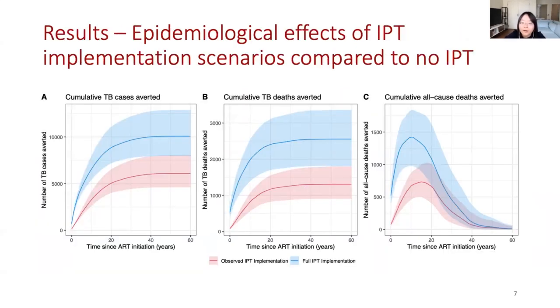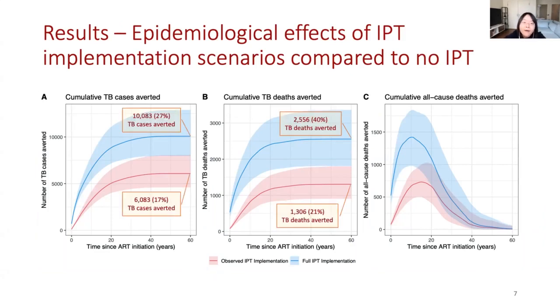Here we show the results on the epidemiological effects using no IPT as the comparison group. Panels A and B show the cumulative TB cases and TB death averted with respect to time since ART initiation. Both observed and full IPT resulted in significant and substantial long-term reduction in TB cases and death. And for all-cause death, all scenarios eventually model everyone until their death. However, as we could see from panel C, IPT helped delay all-cause death in the early years, which eventually will lead to prolonged life expectancy.